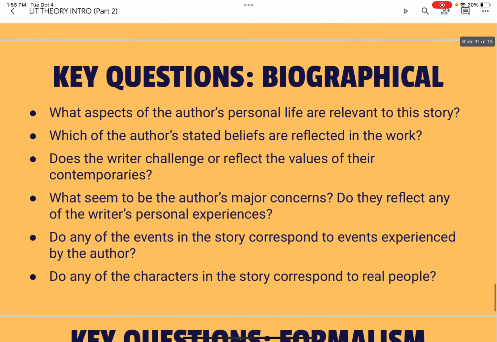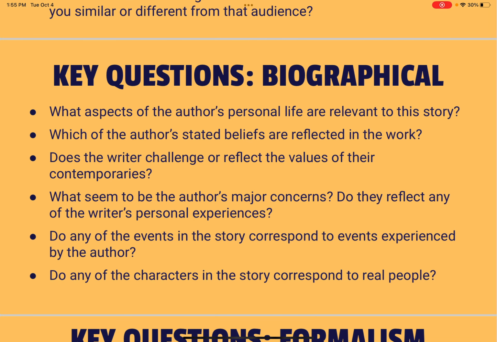Next, we have biographical. This one's easy. This is very similar to historical lens, but again, focusing on the actual author's background. In the case of poetry, the poet's background. So what aspects of the author's personal life are relevant to the story? This requires you to know a little bit of background about your poet, so you might have to do some research. Which of the author's stated beliefs are reflected in the work? Does the writer challenge or reflect the values of their contemporaries? Again, this is kind of historical.